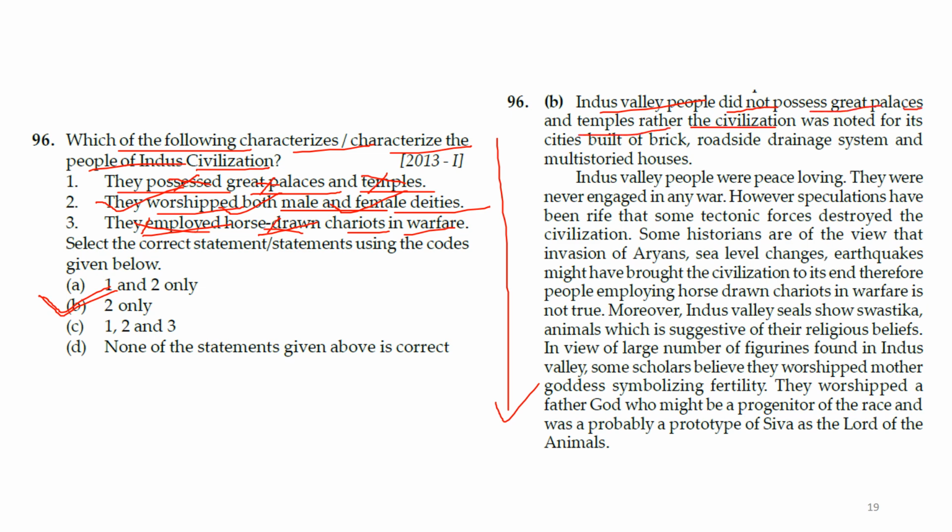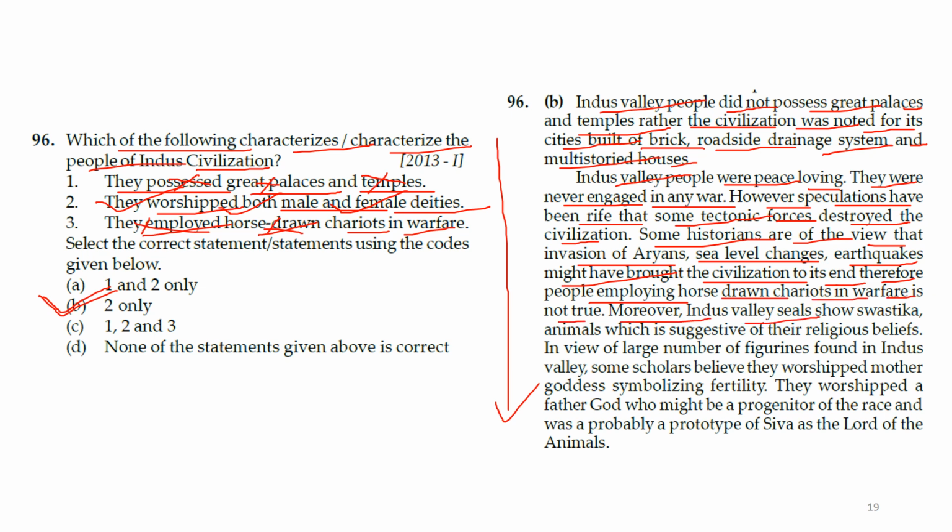Rather, the civilization was noted for its cities built of brick, roadside drainage systems, and multi-storied houses. Indus Valley people were peace-loving. They were never engaged in any war. However, speculation has been rife that some tectonic forces destroyed the civilization. Some historians are of the view that invasion of Aryans, sea level change, or earthquake might have brought the civilization to its end. Therefore, the people employing horses and chariots in warfare is not true.